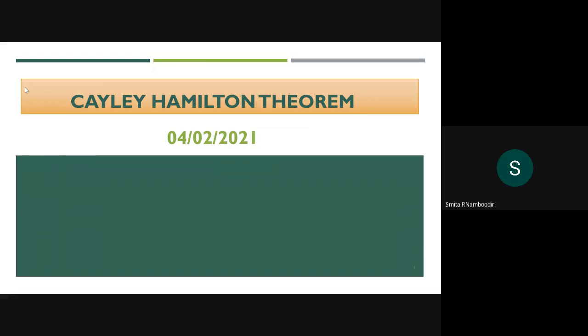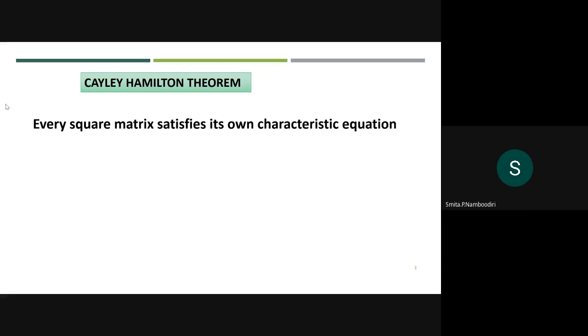So, we'll continue with the Cayley-Hamilton theorem. What is the Cayley-Hamilton theorem? That day we started with it: every square matrix satisfies its own characteristic equation. That is the Cayley-Hamilton theorem. We have seen that in the previous lecture. So every square matrix satisfies its own characteristic equation.